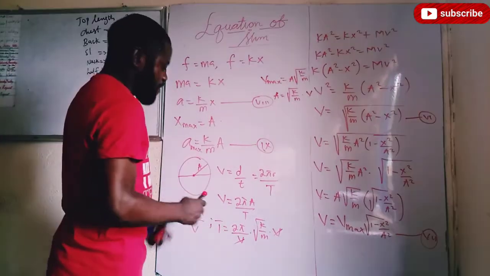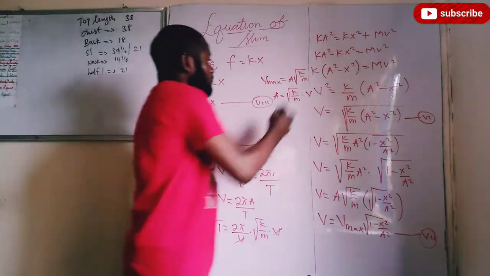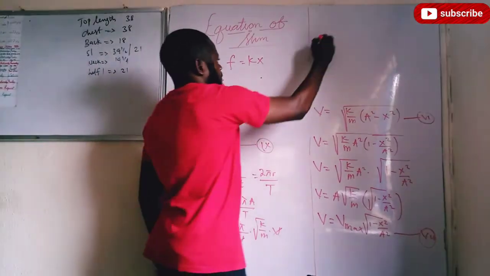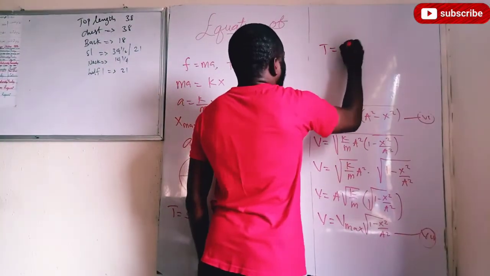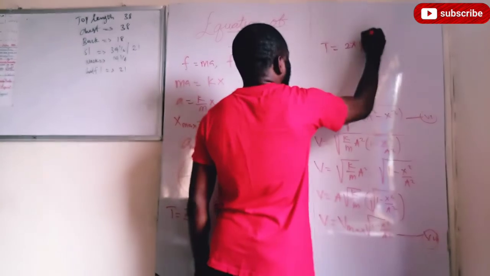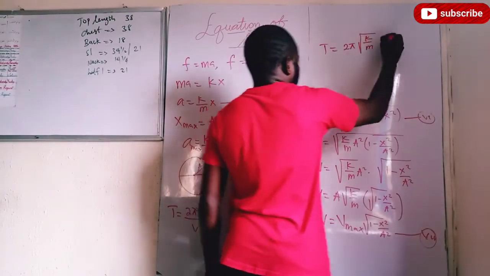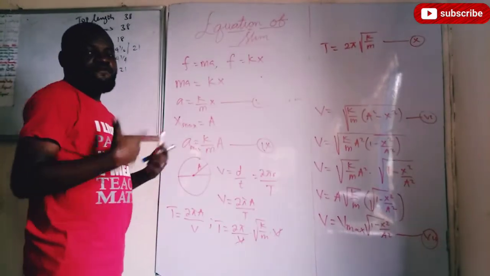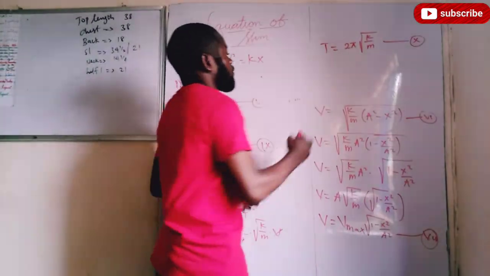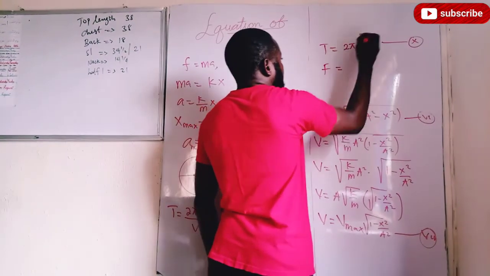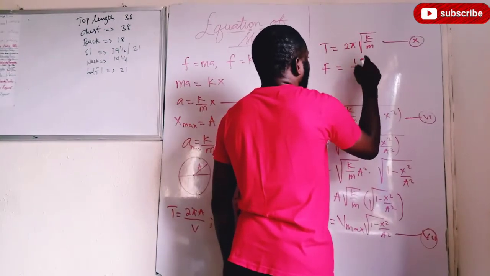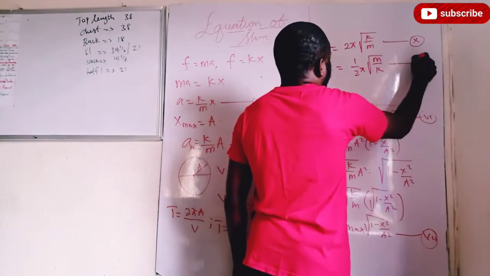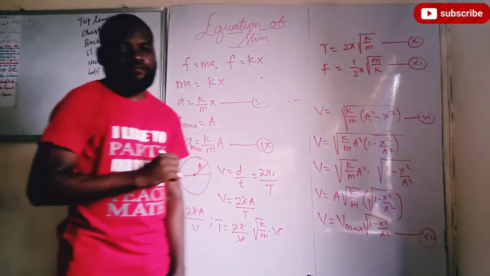Then I will have my period becoming, permit me to clean this. So my period is going to be 2 pi the square root of K divided by M. And this is our 10th equation. We know that period and frequency are reciprocals of each other. So our frequency is just going to be 1 over 2 pi the square root of M over K. And this is equation 11.